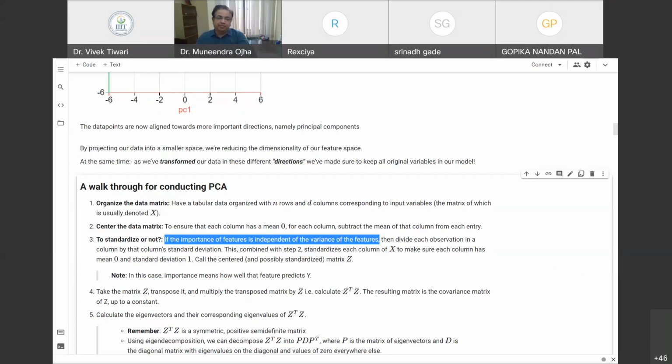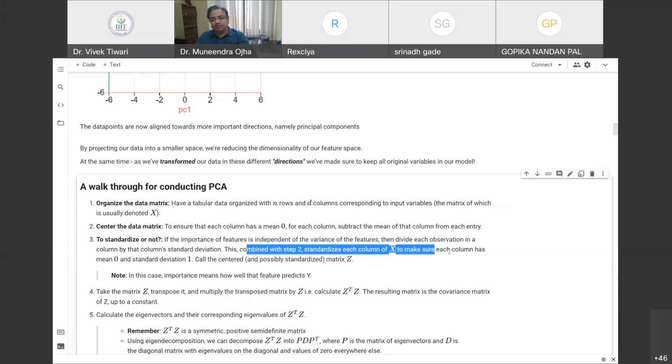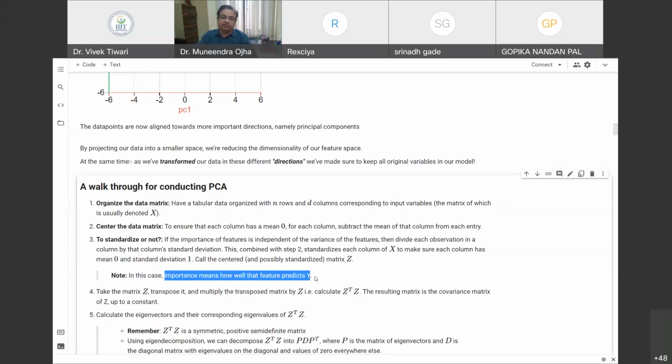standardize. If the importance of features is independent of variance, then you divide each observation in a column by that column's standard deviation. This, combined with step 2, standardizes each column of X to make sure each column has a mean of 0 and a standard deviation of 1. In case of importance, we mean how important it is while predicting Y. So if that variable is very important, that without that variable you cannot actually predict Y, then that is what we are talking about, importance of feature.